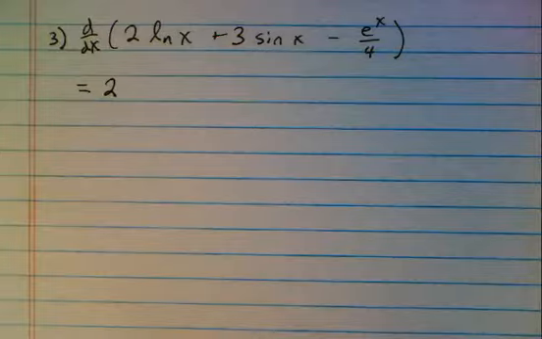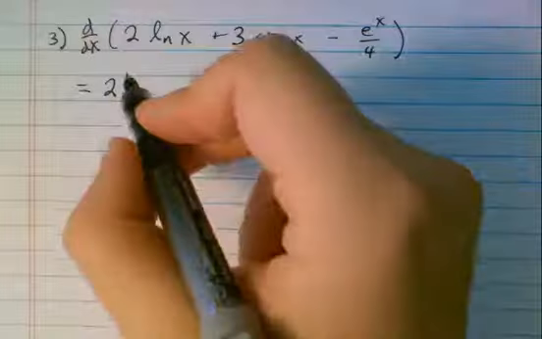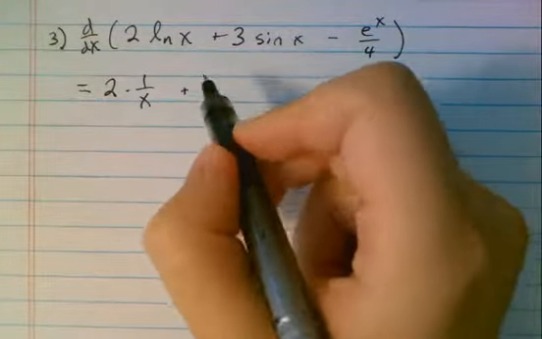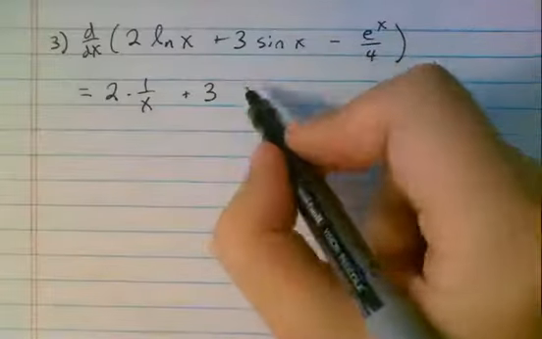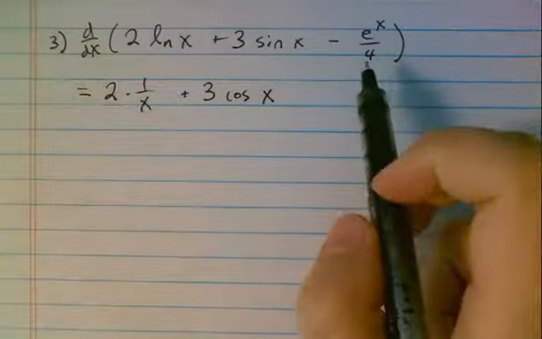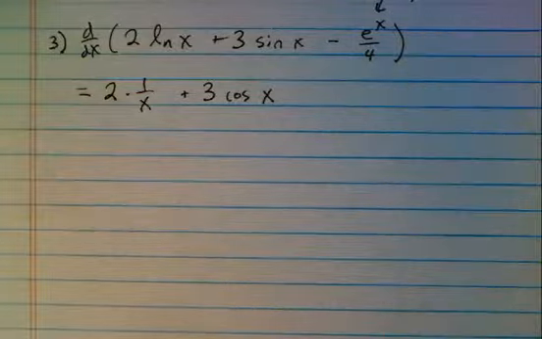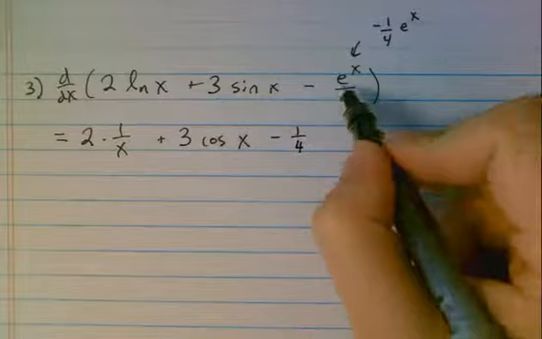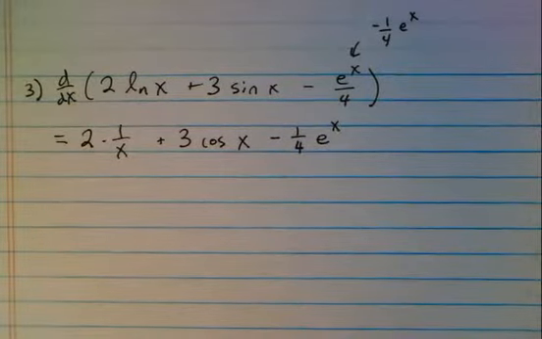This 2 is just along for the ride. We saw earlier, the derivative of the natural log is 1 over x. Now here we've got the 3 along for the ride. We see that the sine of x, the derivative is the cosine of x. And here this might look a little weird at first, but think of this as being the same as negative 1/4 e to the x. So what it really is, it's negative 1/4 times the derivative of e to the x, which is just e to the x. And there we go.